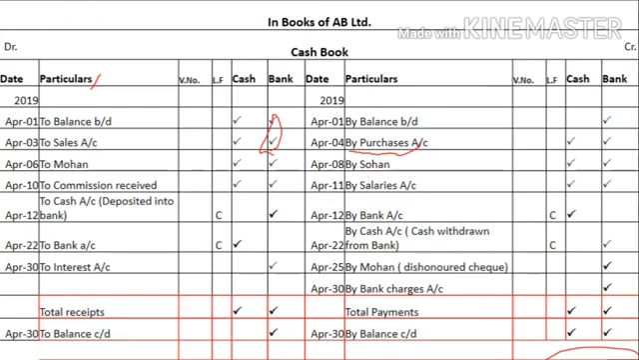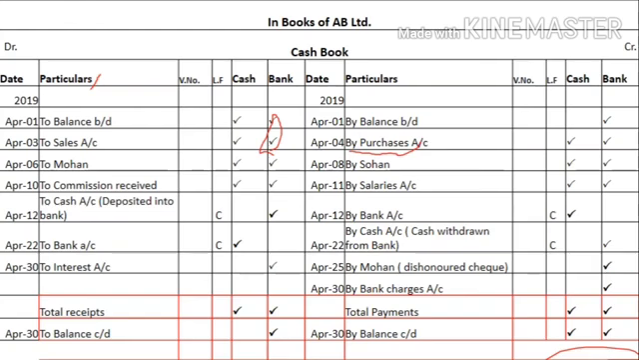Next, like you have received a check from Mohan and you have deposited this check into the bank, but later on this check gets dishonored. Then what will you do? What entry will you pass? Simply you will debit the amount in Mohan account and credit the bank account by the same amount. So your entry will be Mohan debit to bank account. That means your bank balance will decrease by the amount of the dishonored check. So you will write down here.